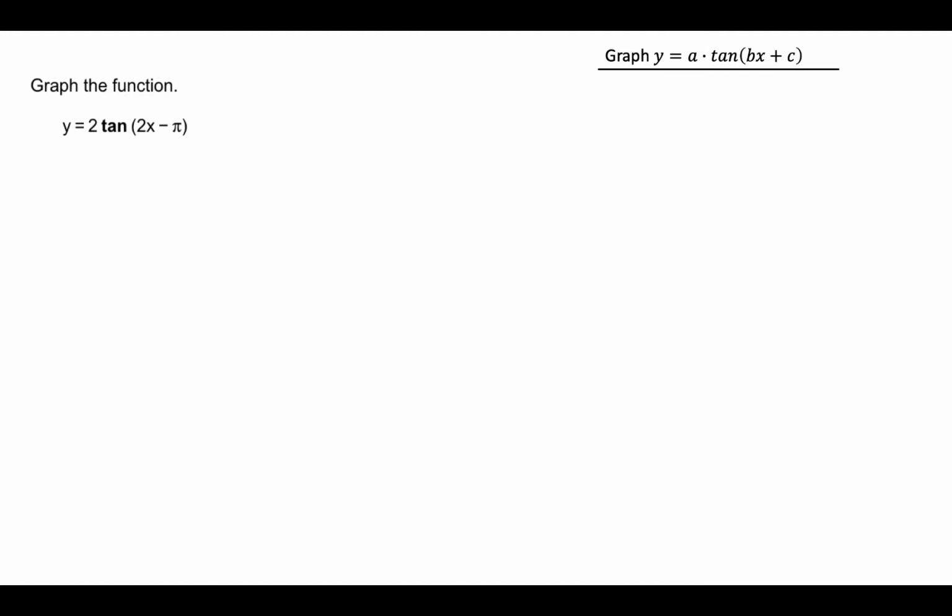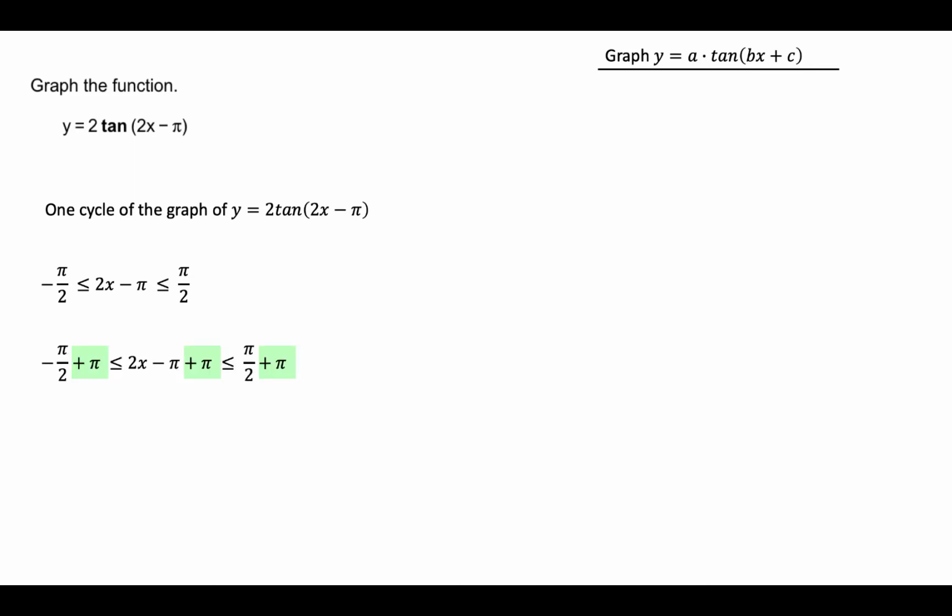Graph the function y equals 2 times the tangent of 2x minus pi. We can begin by finding one cycle of the graph of y equals 2 times the tangent of 2x minus pi. We would do that by putting the argument of the function, 2x minus pi, between negative pi over 2 and pi over 2. Then we will solve for x in the middle.